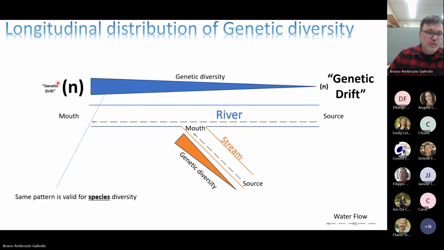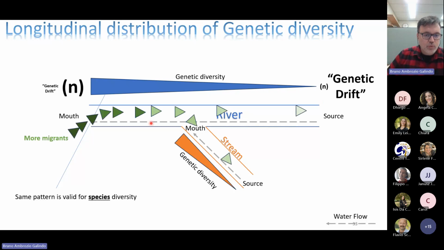And if I have a bigger number of individuals, I have less action of genetic drift. So here I have a small number of individuals, so I have a big action of genetic drift. And as you know, genetic drift can eliminate genetic diversity as well. Another reason why we could have more diversity close to the mouth than close to the source is that usually the mouth is closer and more susceptible to receive migrants from other genetic units.